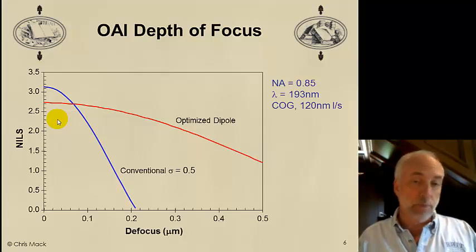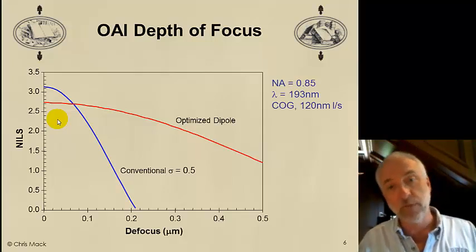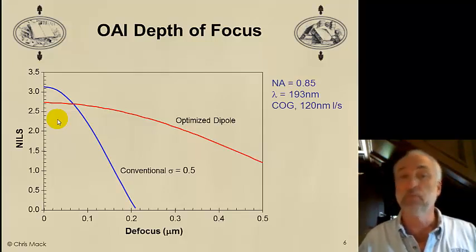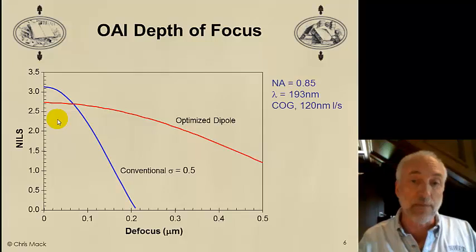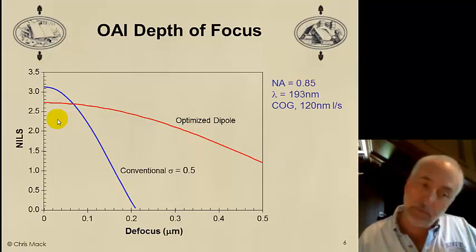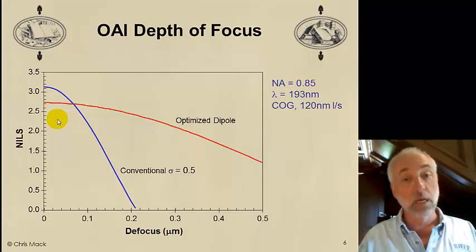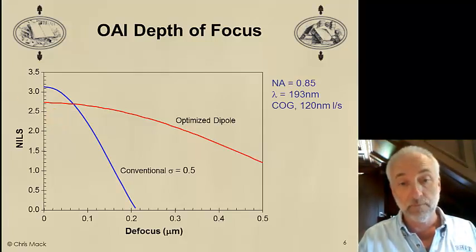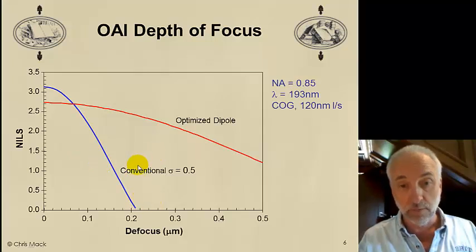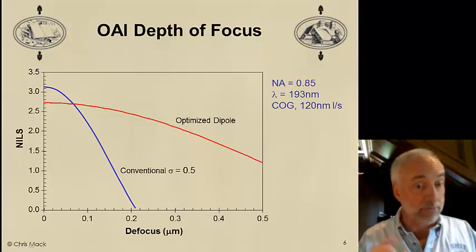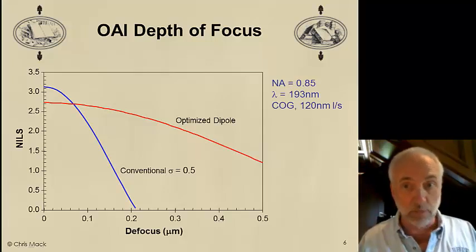Now, I'm going to compare two types of illumination. A conventional illumination with sigma of 0.5 and an optimized dipole illumination. Dipole means I'm simply tilting the light at a single angle. And let's see what the results are going to be. I've optimized the dipole so that I achieve that result that I want to achieve for this particular pitch.